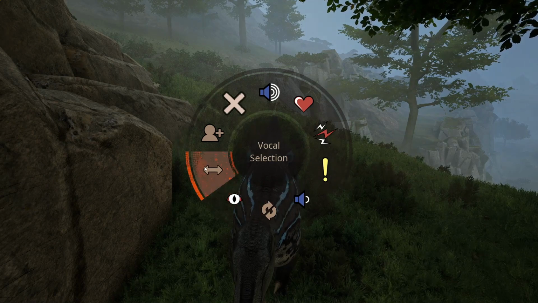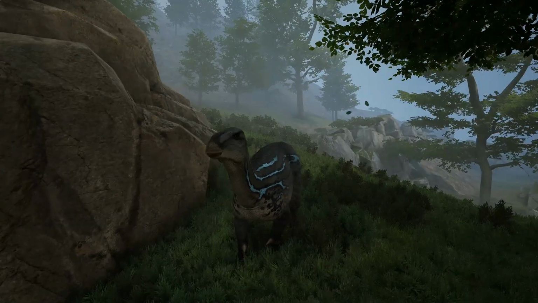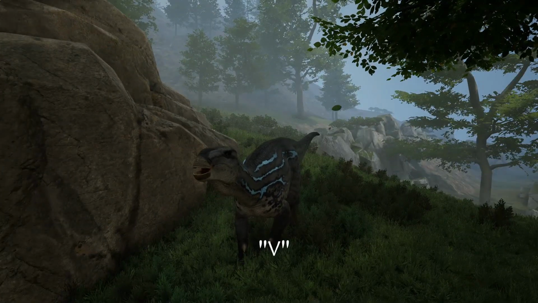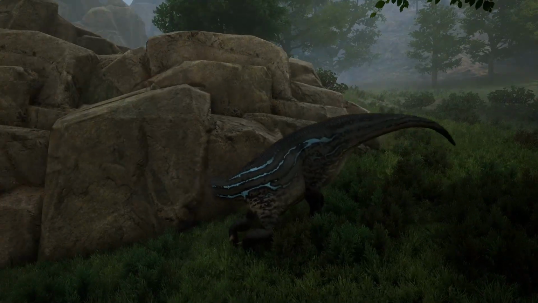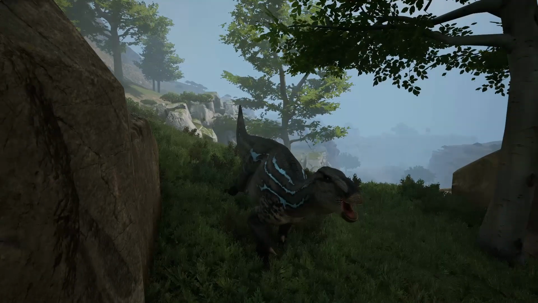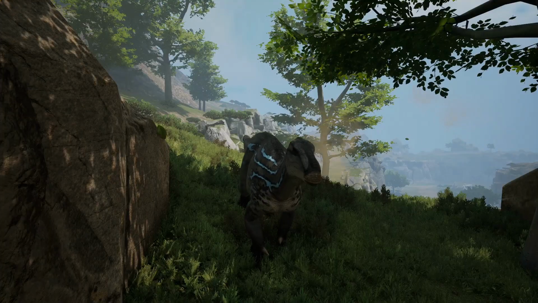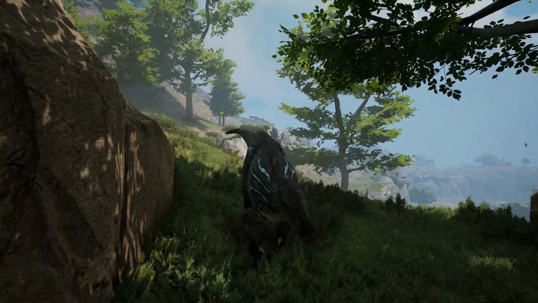I have my keys bound to certain keybinds, but you can also select them off of the wheel by pressing V to look around, at least on the PC. The eye emote is going to be to look around, the side-to-side arrows are going to be to stretch, and the curved arrows are usually to shake. This will vary by dino though.